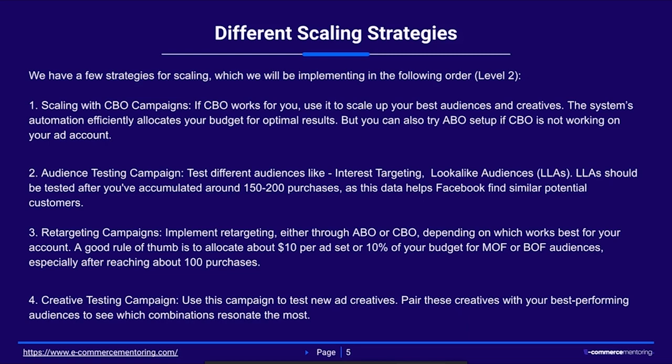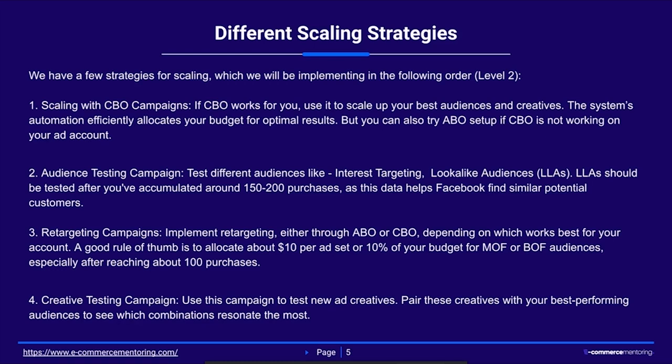The first one is scaling with CBO campaigns. In this, if CBO works for you, use it to scale up your best audiences and creatives. The system automation efficiently allocates your budget for optimal results. But you can also try ABO setup if CBO is not working on your account. So in the CBO method, as you know, it's campaign budget optimization. It means that you assign budget at the campaign level and Facebook will decide where to spend the budget, on which ad set it has to spend more depending on the performance. So in this, you are providing control to Facebook totally.